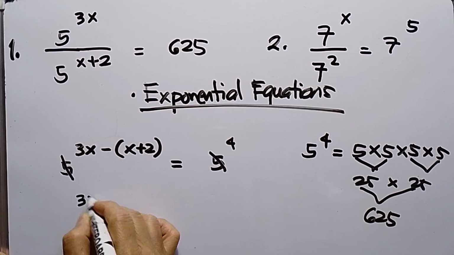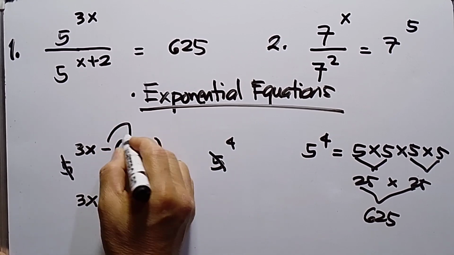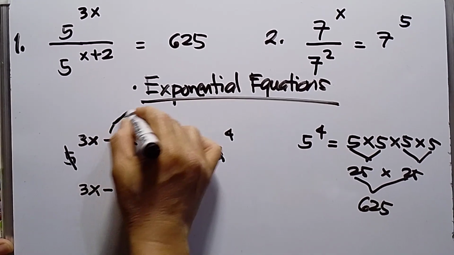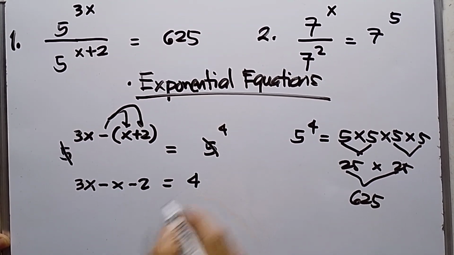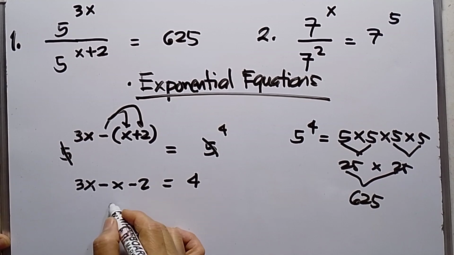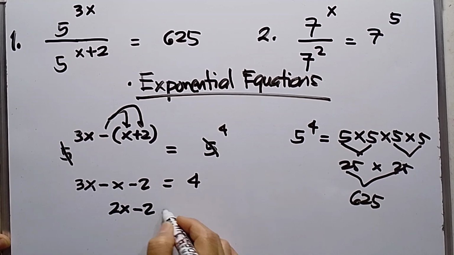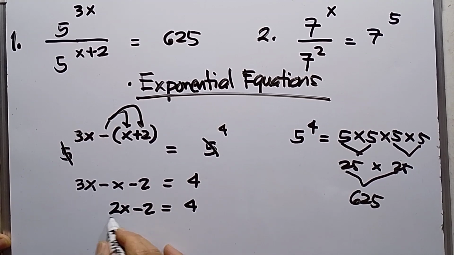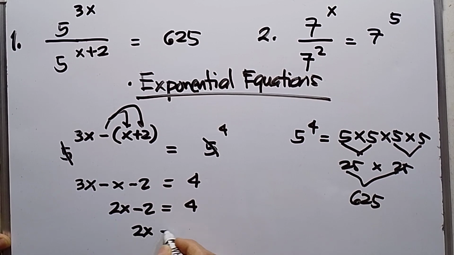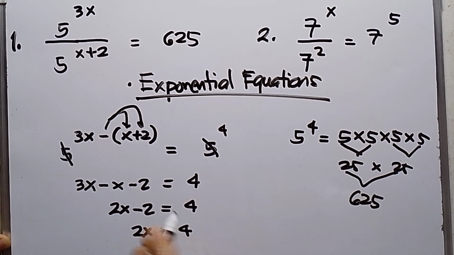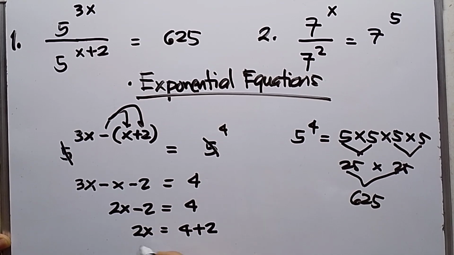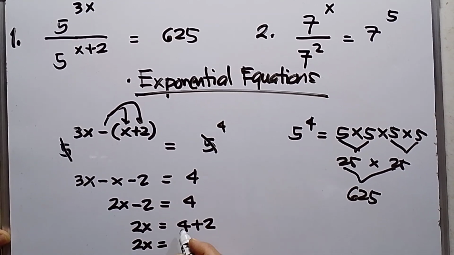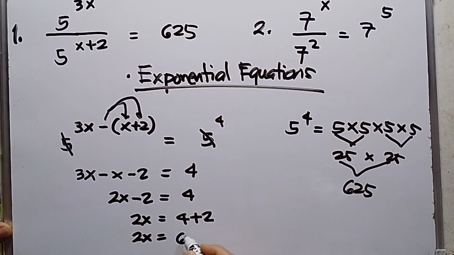So this will be 3x minus, distribute, minus x minus 2 is equal to 4. So 3x minus x is 2x, minus 2, is equal to 4. So 2x is equal to 4. Negative 2 transposed to the right becomes positive 2. So 2x is equal to 4 plus 2, which is 6.